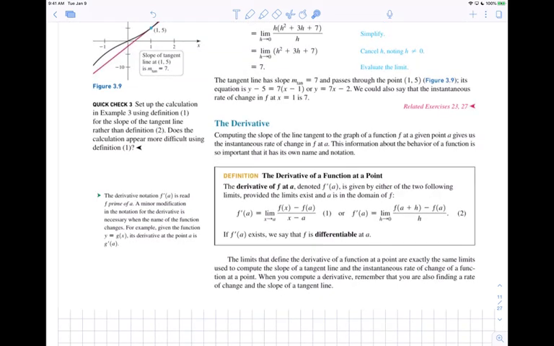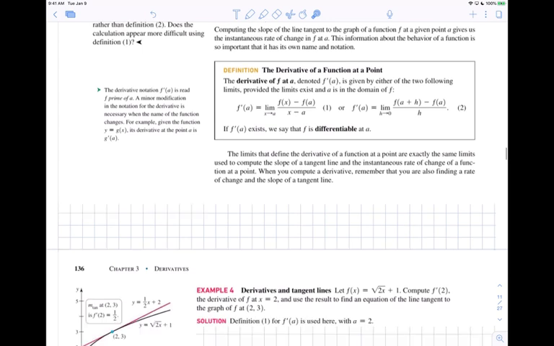The limits that define the derivative of a function at a point are exactly the same limits used to compute the slope of a tangent line and the instantaneous rate of change of a function at a point. When we compute a derivative, remember that we are also finding a rate of change and the slope of the tangent line. So again, for me, the derivative is the slope of the tangent line at that point, right?